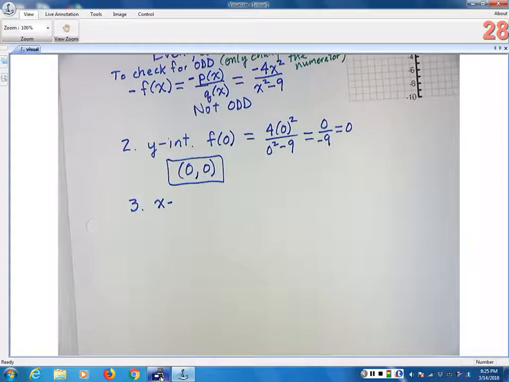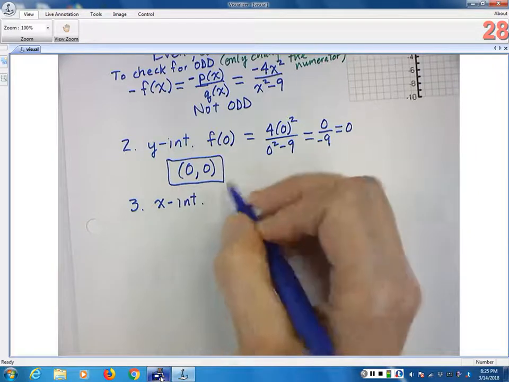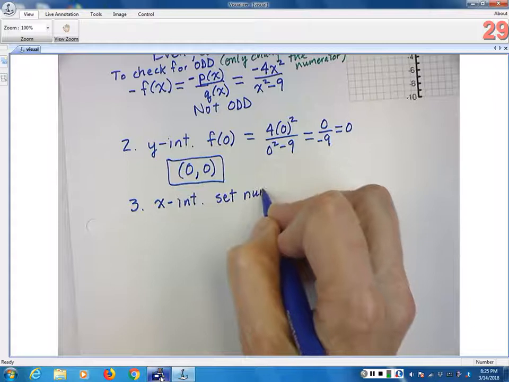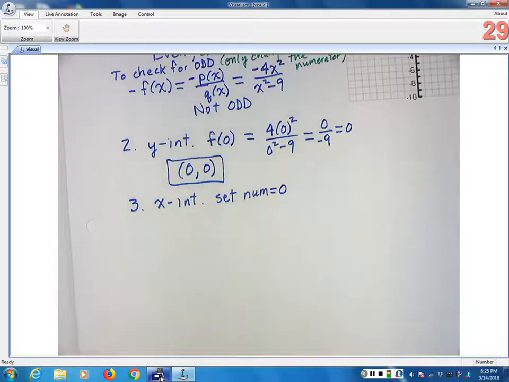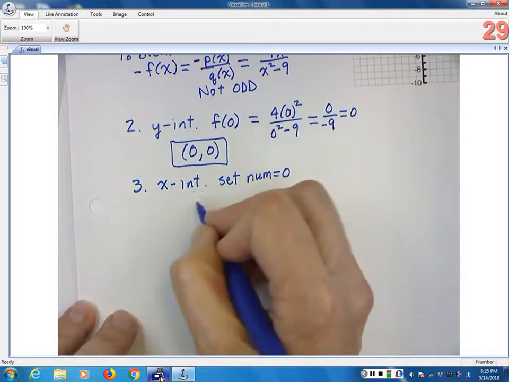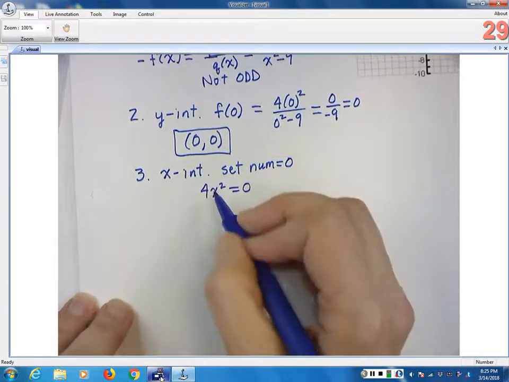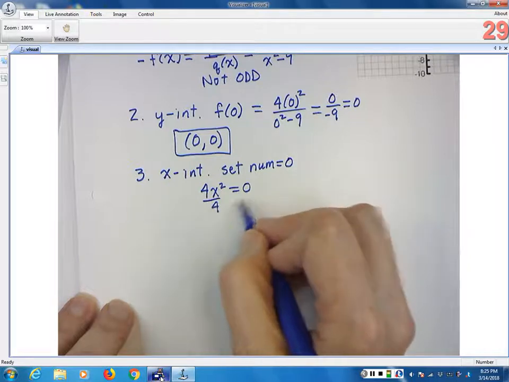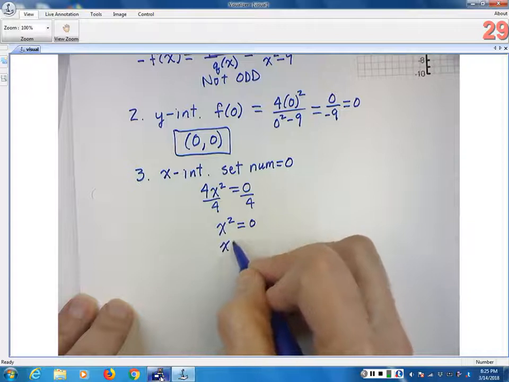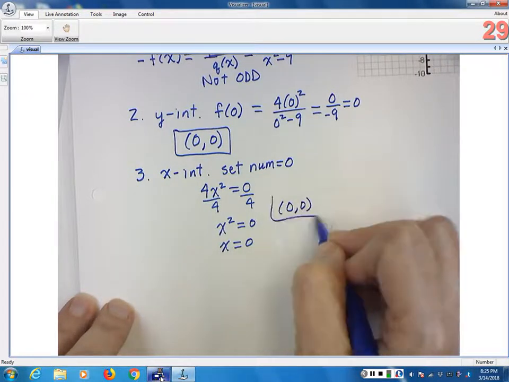Okay, so the next one, finding the x-intercept. It's easiest, if you can remember, to set the numerator equal to 0. It's just going to be easier if you can remember that for rational functions. So 4x squared equals 0. And you can divide the 4 out. X squared equals 0 means x equals 0. And so the x-intercept is 0, 0.